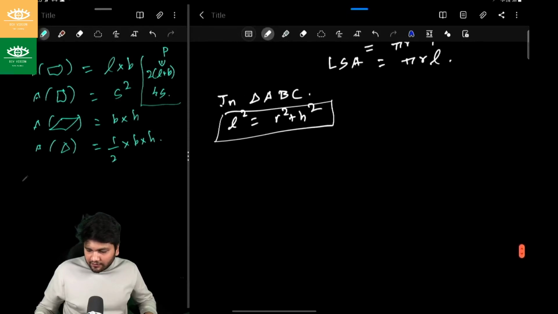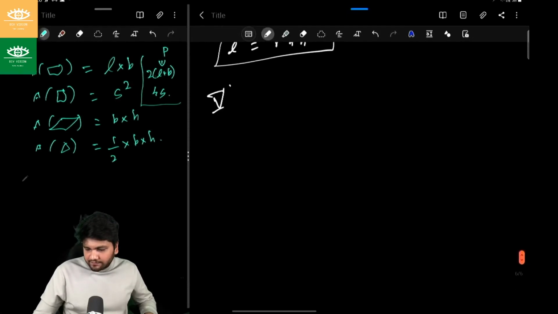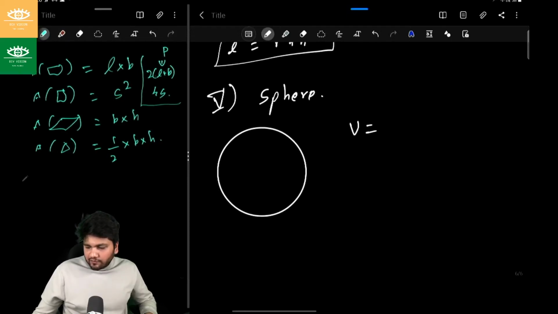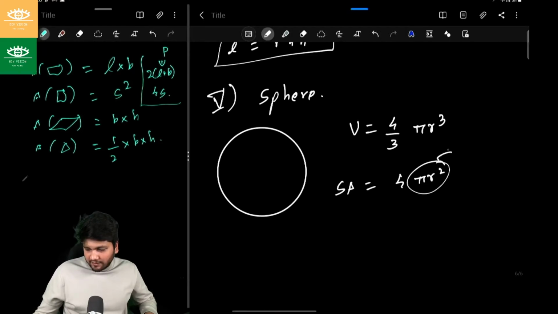Now, finally, we'll talk about the last shape, that is the sphere. Of course, it looks like a circle only. Volume is going to be 4 by 3 pi r cube, and surface area is going to be 4 times the area of a circle, that is pi r square. Remember, this is nothing but the area of a circle.